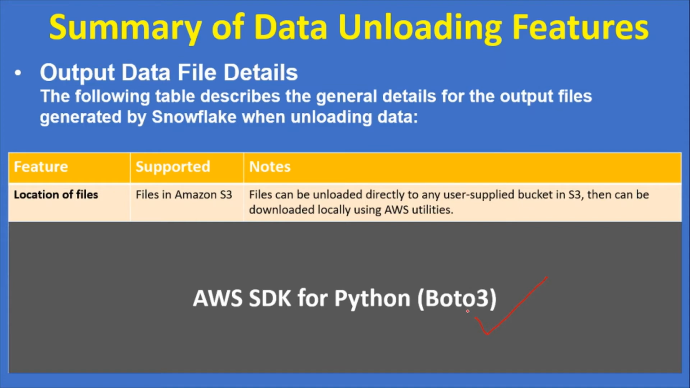So how are you going to use it? By using the pip command, you can configure the Boto3 library as part of your Python, and then you can write the Python script. By importing the Boto3 library, you can write the logic to download the file from AWS into your local machine.